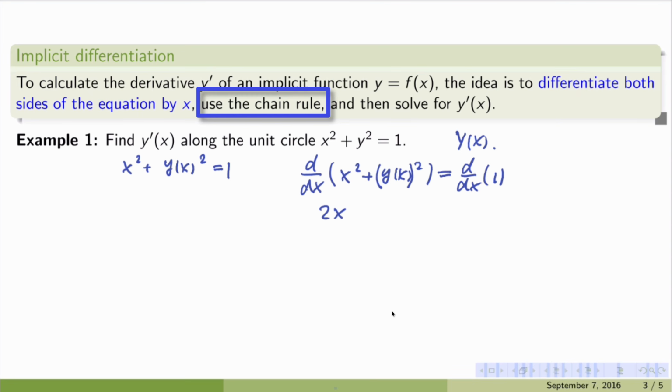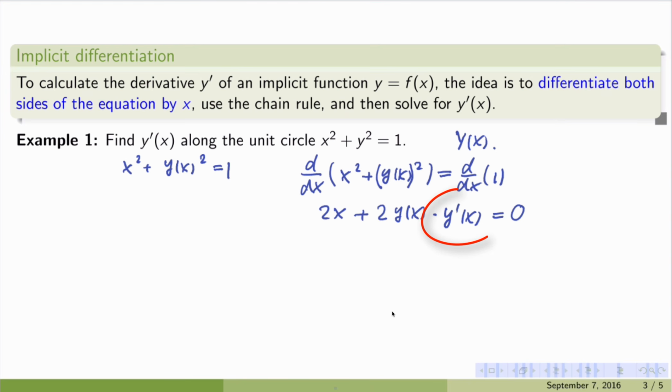So the outer function is the square function. So we get 2 times y of x, and then times, now the inner function is y of x. It still depends on x, and the derivative is y prime. So I use the chain rule as described up here, and I get y prime coming out. And then on the right hand side, d by dx of 1 is of course 0. So now I have an equation where y prime arises, and I can solve it for y prime.